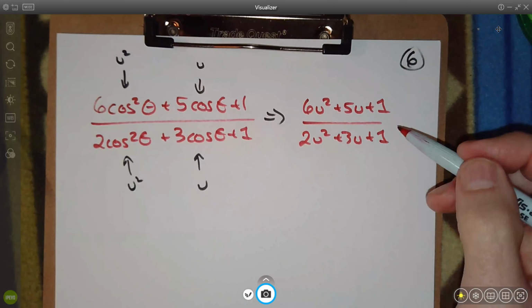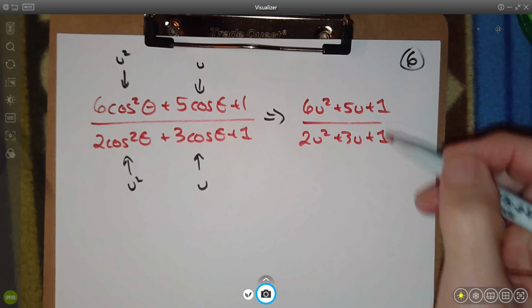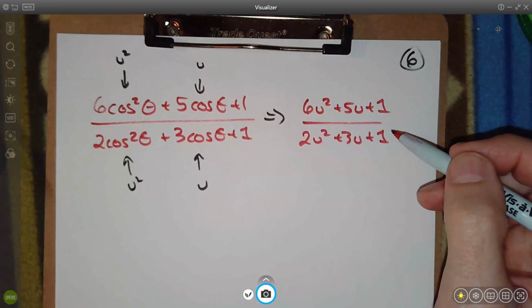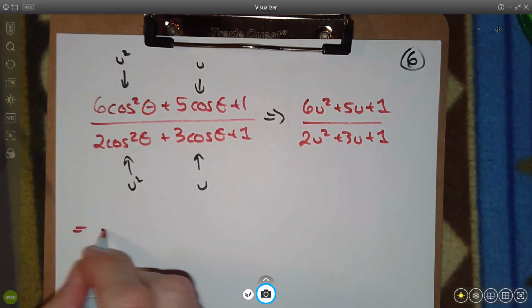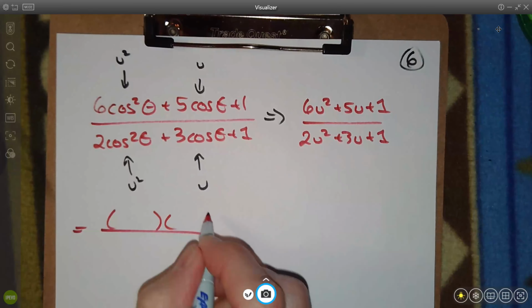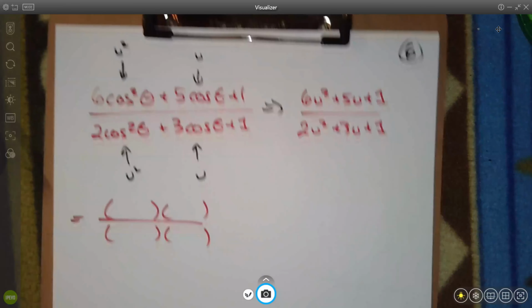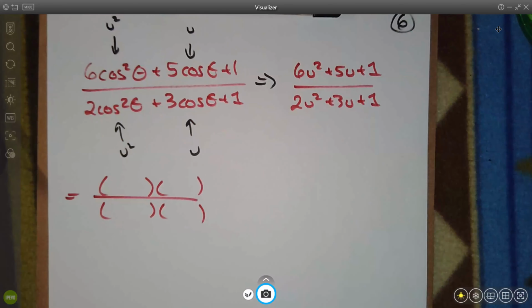Am I wrong? Does that look a little bit more familiar and comfortable? Yes. All right, good. Now both of these will factor. And let's start with the denominator term first.